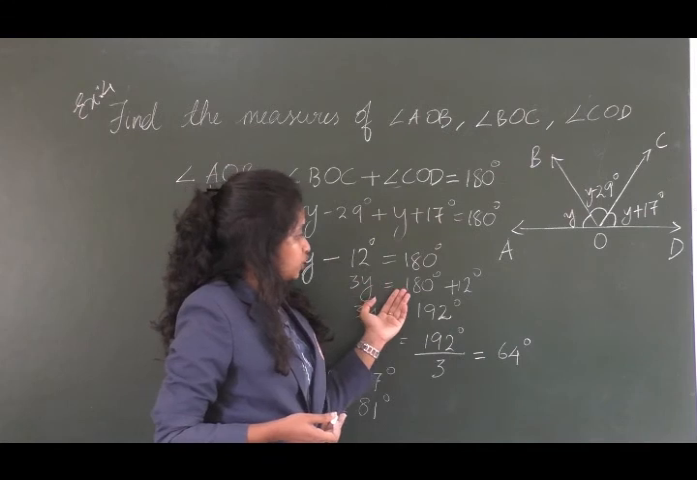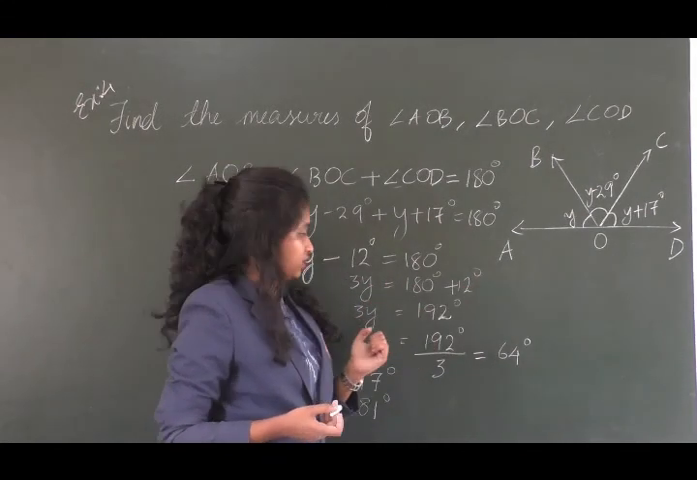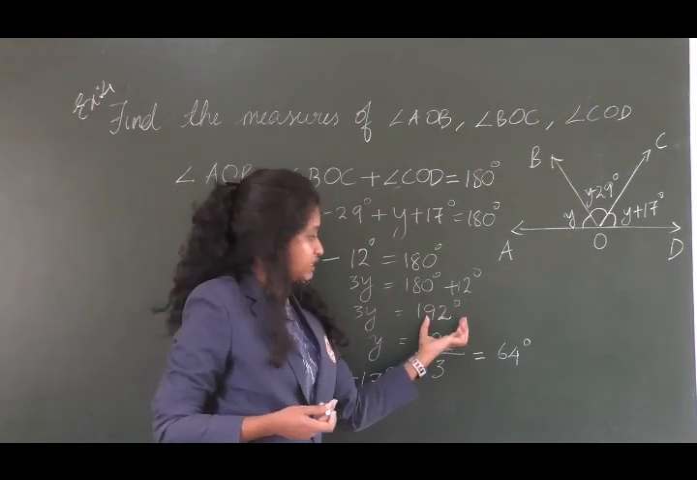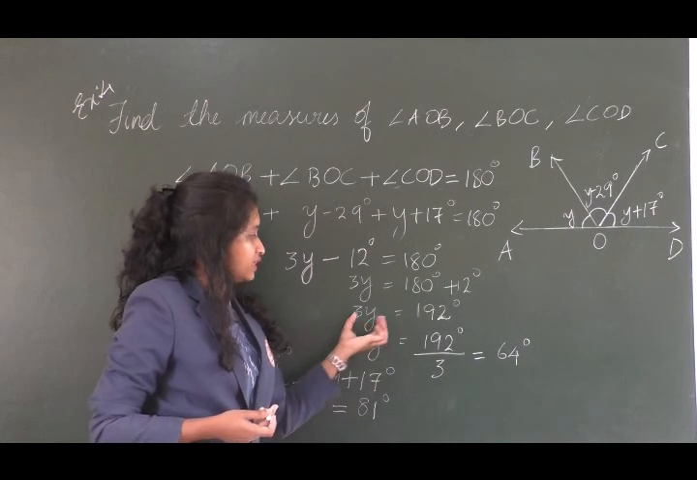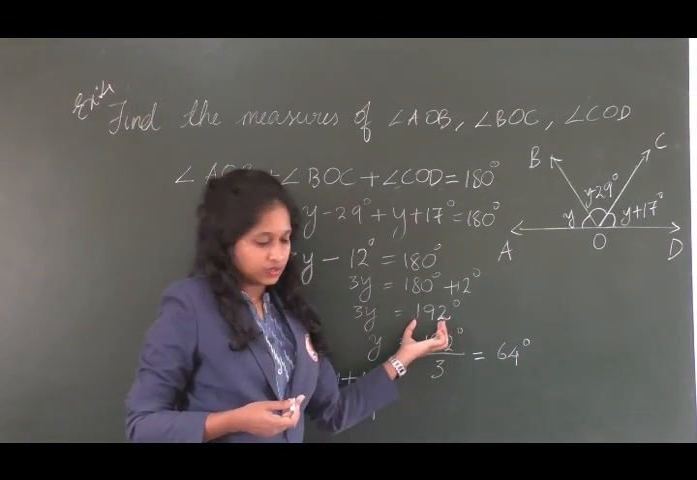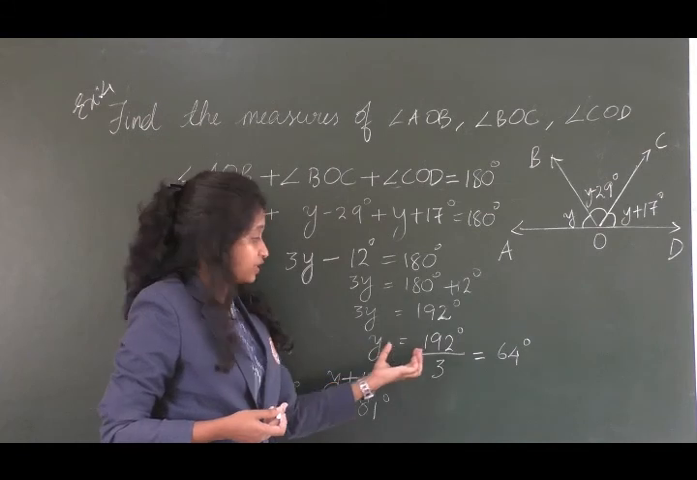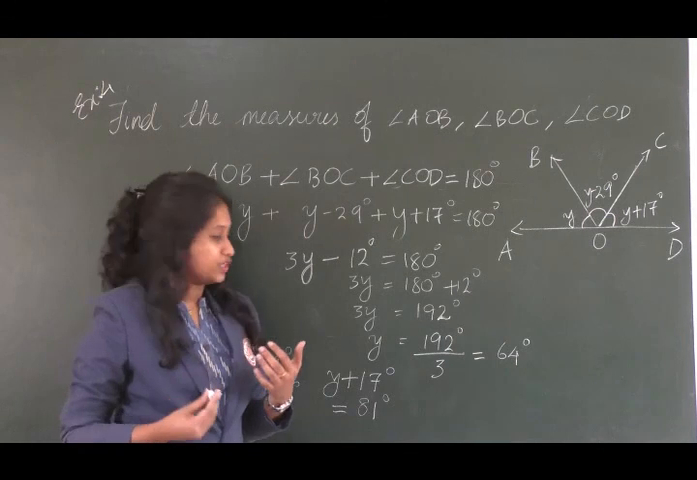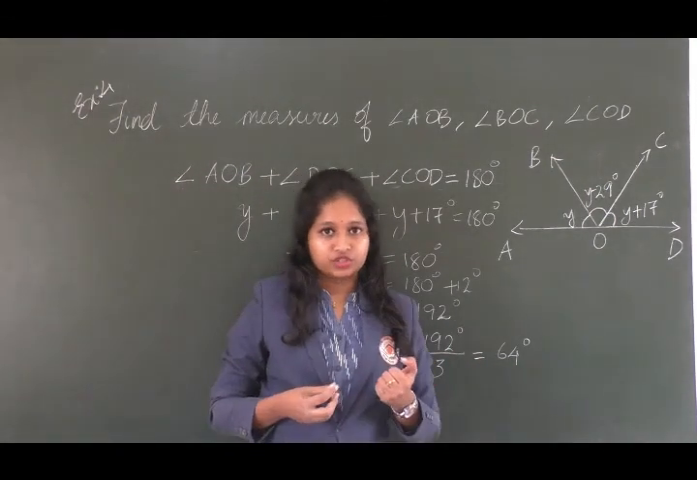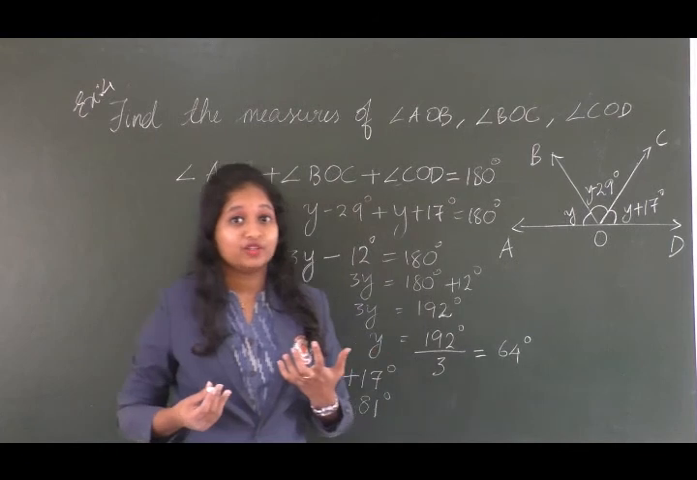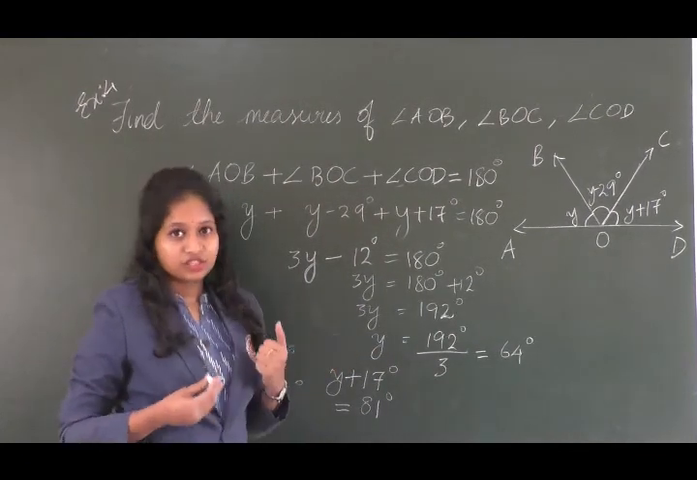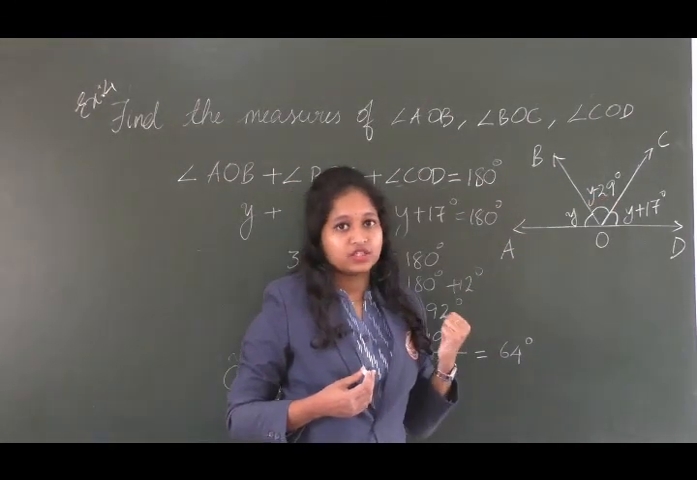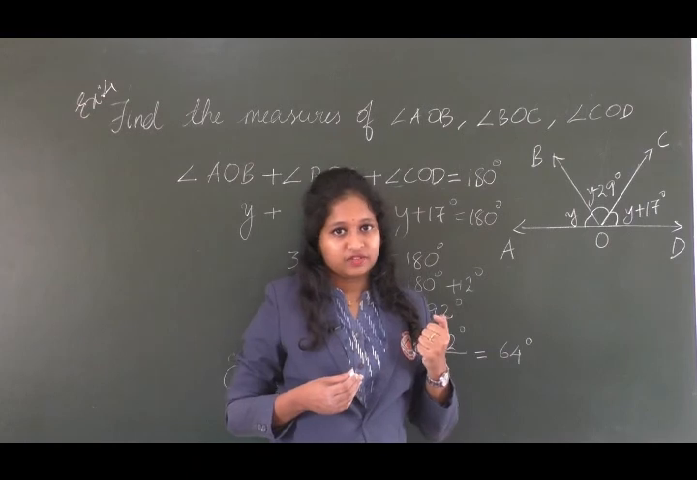So 3y is equal to 180 degree plus 12 degree. So when you add 180 plus 12, we get 192. 3y is equal to 192. Now what is y? It is 192 degree by 3. So when you divide 192 by 3, we get 64 degree. So we found the value of y. It is 64 degree. Now we have to find the value of y minus 29 and y plus 17.